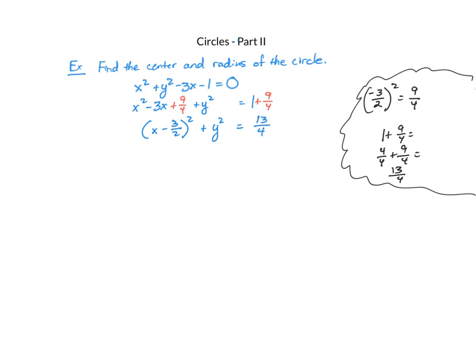And our equation is in standard form. So our center is (3/2, 0). And our radius is equal to the square root of 13/4. Notice I made that radical sign go to the bottom of the fraction, but 4 is a perfect square. So we can simplify this and write it as the square root of 13 over 2. And now this radical sign is just over the 13.